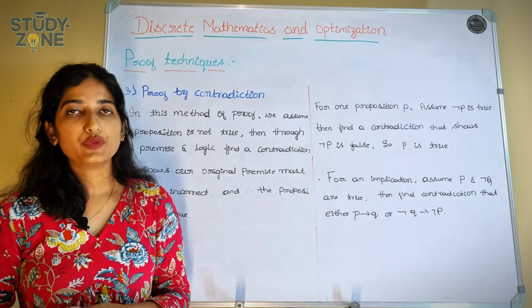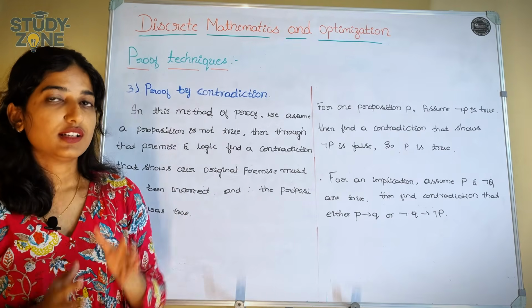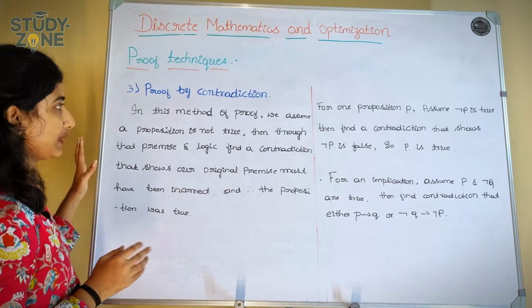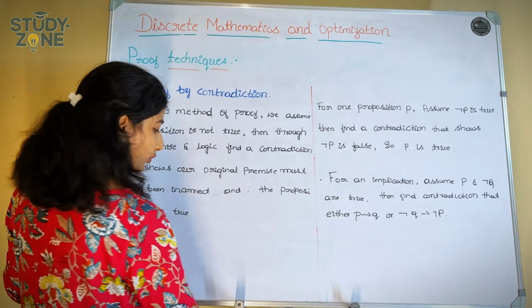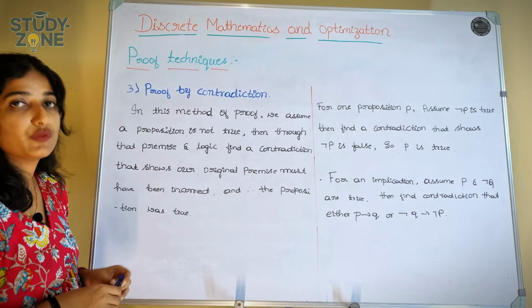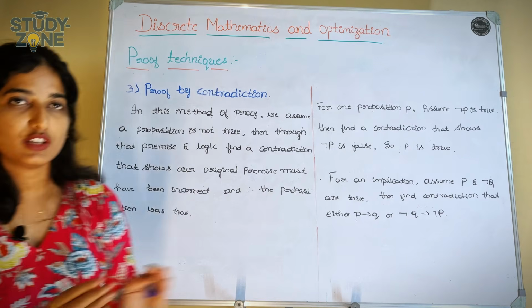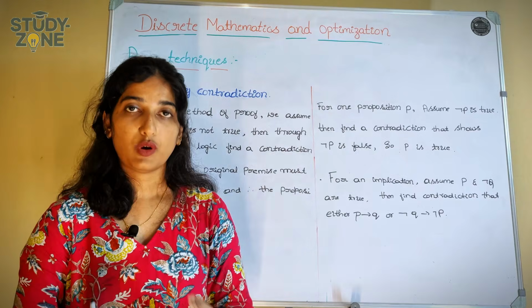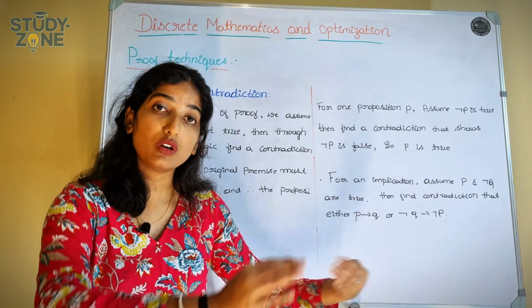Okay, next proof technique is proof by contradiction. Here this is a bit tricky. In this method of proof we assume a proposition is not true. So what we are going to do is assume the proposition is not true, which means, here there is one dog, we are assuming this is a cat, and then we have to prove that this is not a cat.